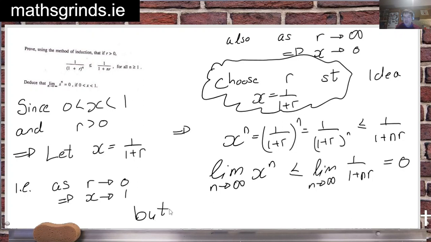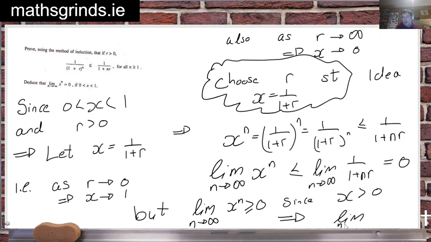But the limit here has to be positive, actually, yeah, since x is positive. So what that means, if the limit has to be greater than or equal to 0 and less than or equal to 0, then that means it's getting squeezed and the limit is going to be equal to 0 then. Okay.